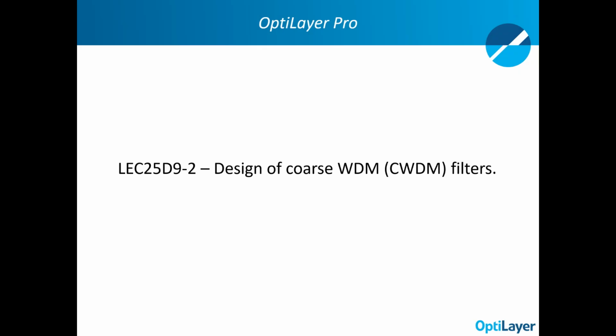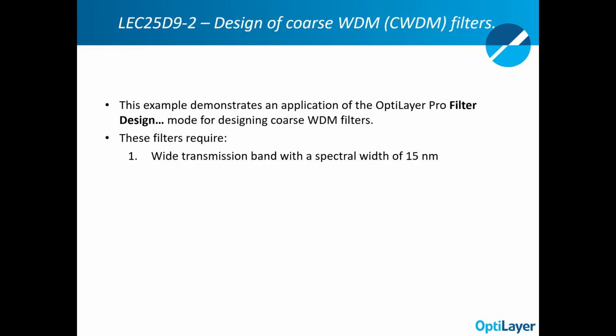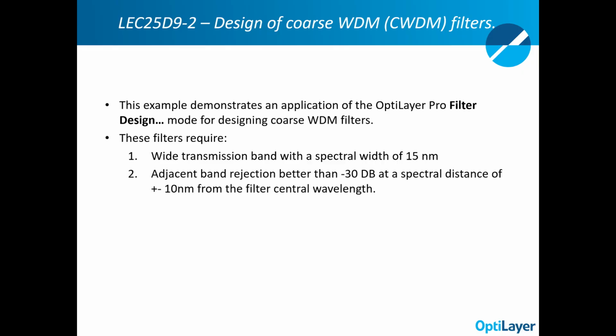This example demonstrates an application of the OptiLayer Pro Filter Design mode for designing coarse WDM filters. These filters require a fairly wide transmission band with a spectral width of 15 nanometers and adjacent band rejection better than minus 30 decibels at a spectral distance of plus or minus 10 nanometers from the filter central wavelength.